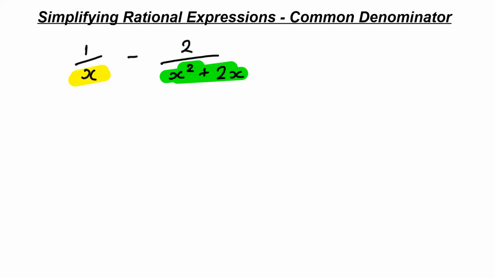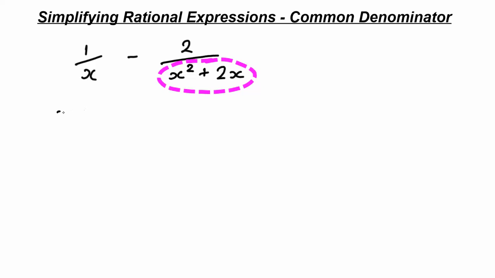Right, in this video we're going to simplify rational expressions again, but this time by finding or changing each part so that it has a common denominator. In this example you can see there are two different denominators, and we need those denominators to be the same. However, before we can change them to the same denominator, we notice that we can factorise this denominator here.